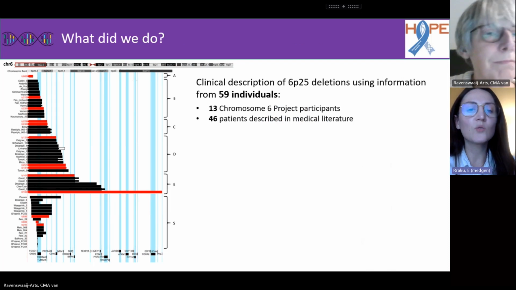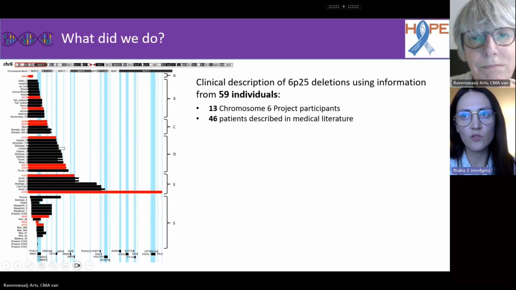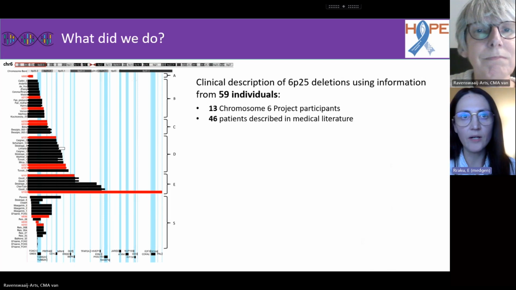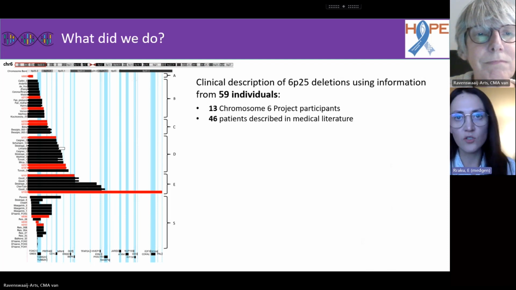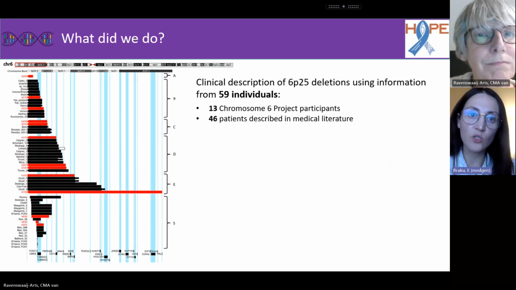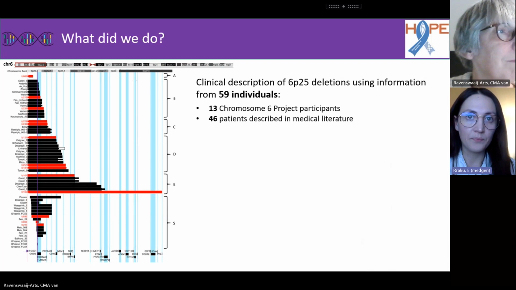All right, so first, what did we do to describe the phenotypes of 6p25 deletions? At the time of our study, 13 parents of children with a 6p25 deletion had fully completed the chromosome 6 questionnaire. And we also found 46 individuals with a deletion in that region that had been described in the medical literature over the years. So we also collected information from the papers on these individuals as well. We used the medical and genetic information from these 59 individuals to make a description of the medical issues and developmental abilities of children with a 6p25 deletion, also called a clinical description.